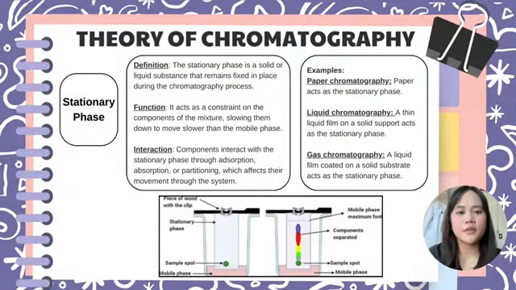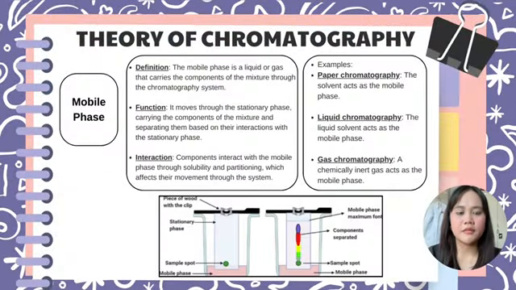Let's talk about the theory of chromatography. The stationary phase is a solid or liquid substance that remains fixed in place during the chromatography process. Its function is it acts as a constraint on the components of the mixture, slowing them down to move slower than the mobile phase. The interaction of components with the stationary phase is through absorption or partitioning, which affects their movement through the system. One example of the stationary phase is the chromatography paper itself.